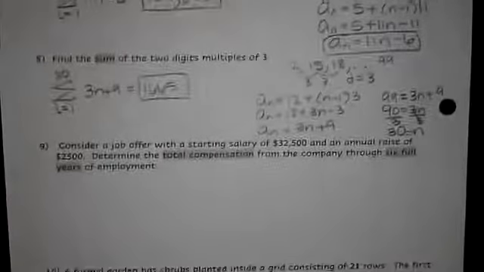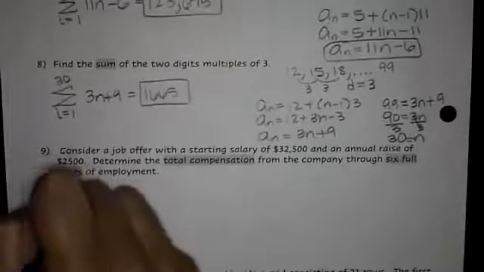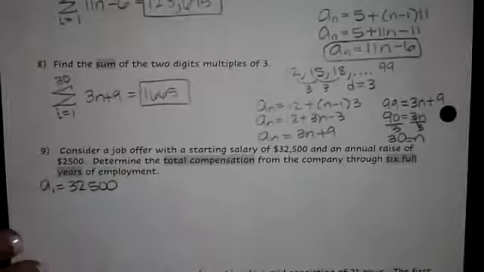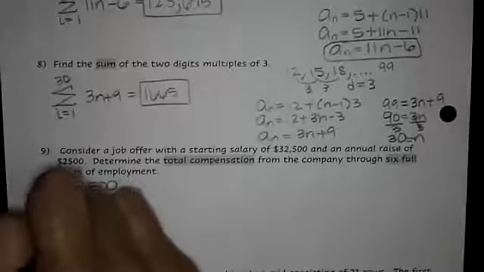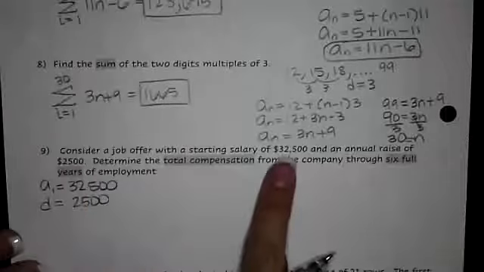All right, for our next one here says, consider a job with a starting salary of $32,500 and an annual raise of $2,500. Determine the total compensation from the company through 6 full years of employment. All right, so our a1 is equal to 32,500. Our d is equal to 2,500. That's what it's increasing by each year. That's what our starting point was.